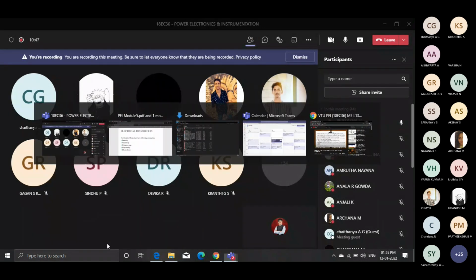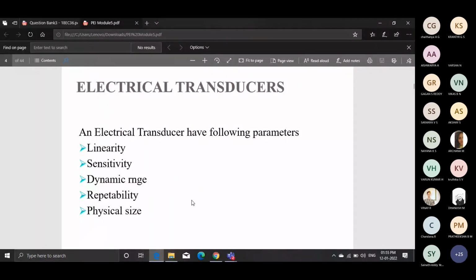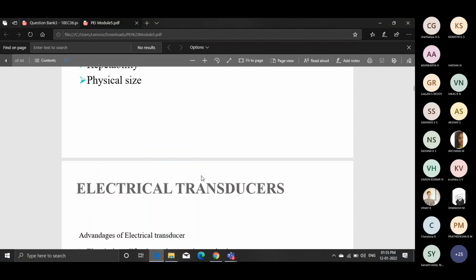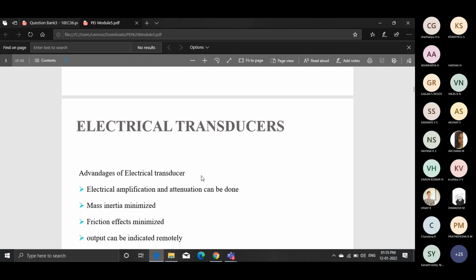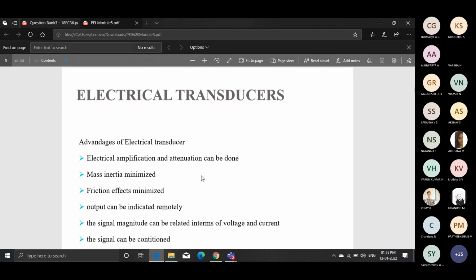So just read out the questions. Based on the questions, you can come up with answers. If you read these entire slides, it will be easy for you to answer your question as well. Next, coming to the advantages and disadvantages.